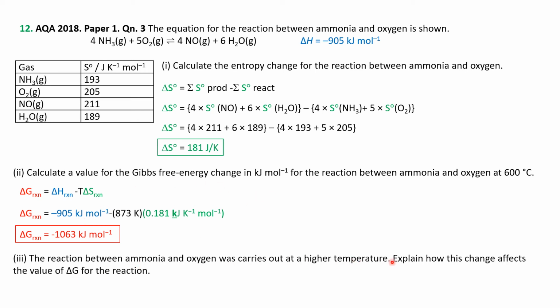The reaction was carried out at a higher temperature. How does this change affect the value of delta G? Well, temperature affects the effect of entropy. Here the entropy is nice, so a higher temperature would just make it even nicer. So therefore delta G is going to also become nicer, which means more negative.